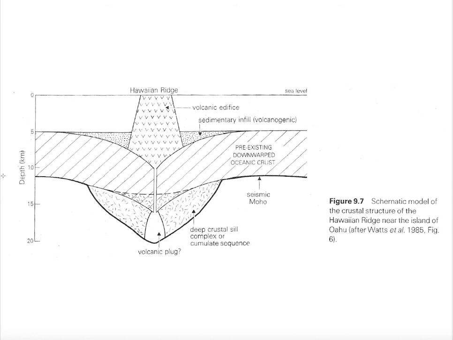So here we are feeding, I mean at a depth of 20 kilometers, we have the volcanic plug. Here we are feeding it. Here we have some crustal sill complex, or cumulate sequence. Then we have the rise up of melt, forming the Hawaiian Ridge beneath the sea level, and if you are feeding it long enough, then it will pop out of the water, and then we have formed the next island.